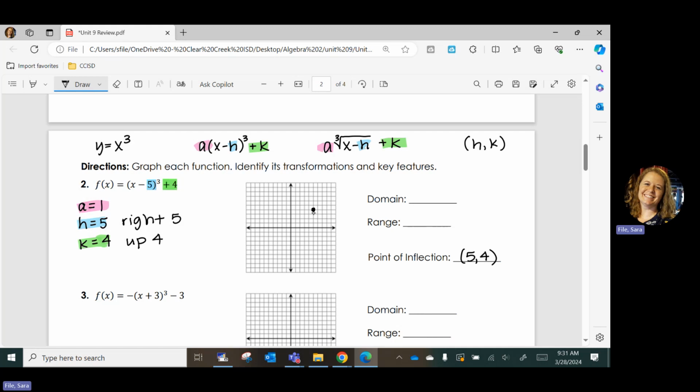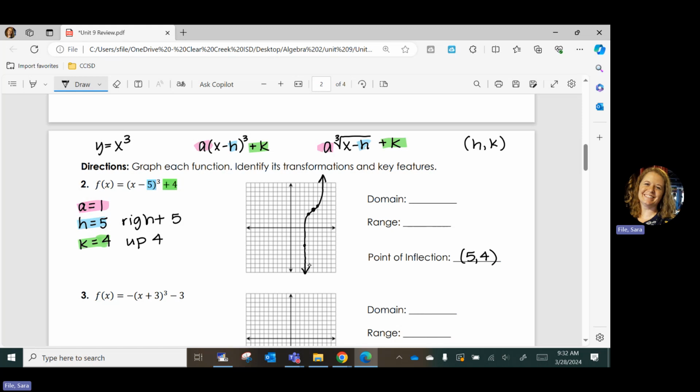Now, I know in the parent function for a cubic, I go over 1, up 1, left 1, down 1, from the point of inflection. Go over 2, up 8, that would be off this graph, or left 2, down 8. And then I connect those points and I have that nice, pretty curve like this.